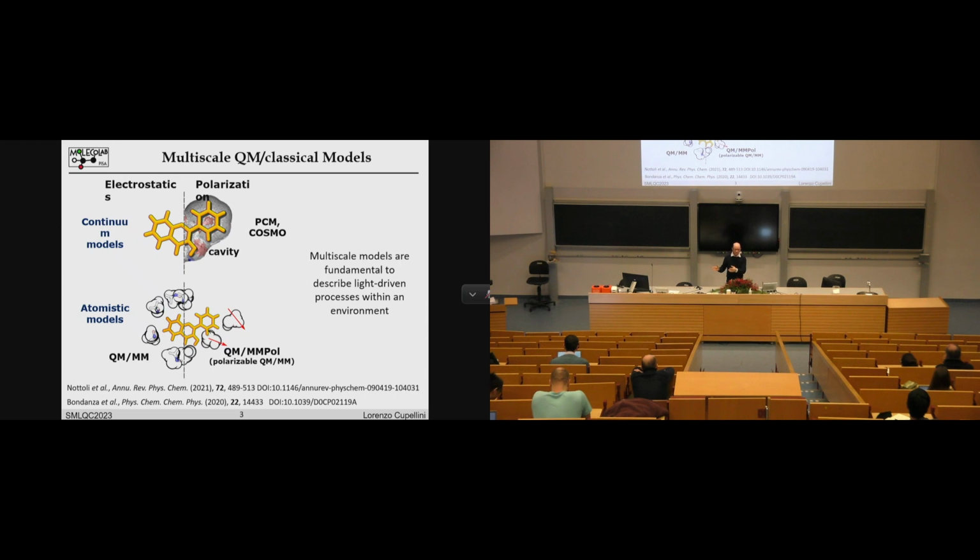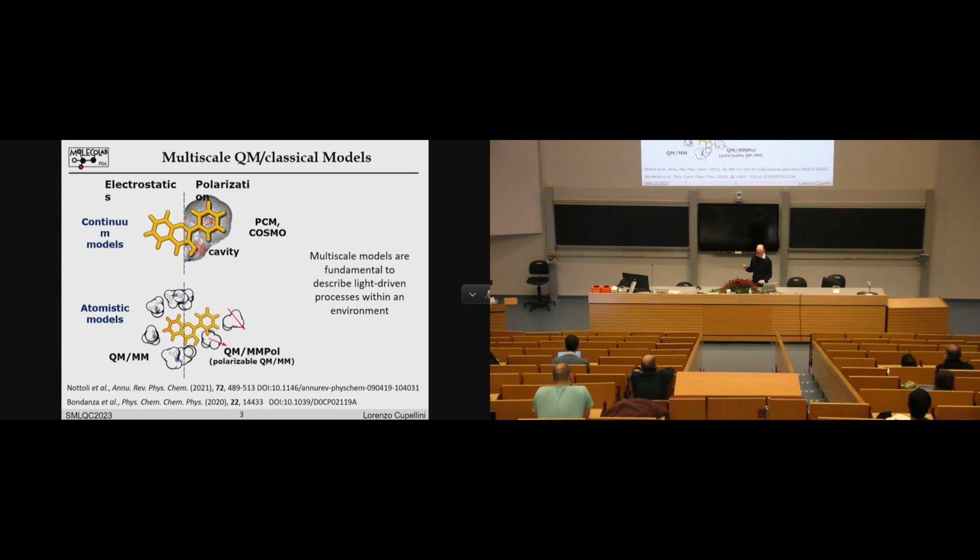So for example, in QM/MM, which has already been introduced, we have the atoms of the environment that are described at some kind of molecular mechanics level. And then what we have is polarizable QM/MM, which is called also QM/MM-pol, where we also allow the MM part to polarize in response to our QM molecule. And it's really important to use this kind of methods when we describe excited state processes, because we need to describe the mutual polarization, the mutual effect between the molecule and its surroundings.